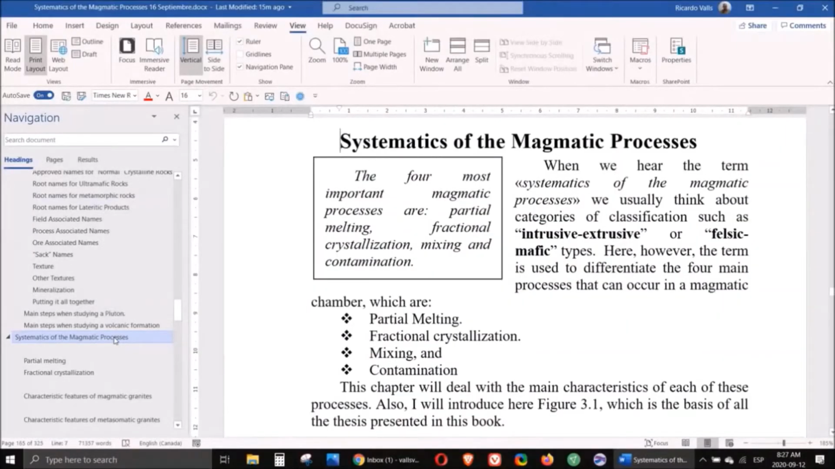Then we have the systematics of the magmatic processes, a section that is a little bit more theoretical. However, there are a lot of practical applications too. In this section, we are looking at partial melting, fractional crystallization, mixing, and contamination. It is very important to define these processes in the field because each of them will have implications on the type of ore that you can find.